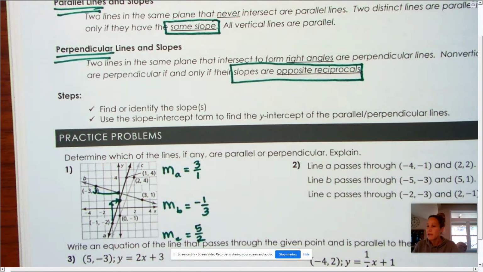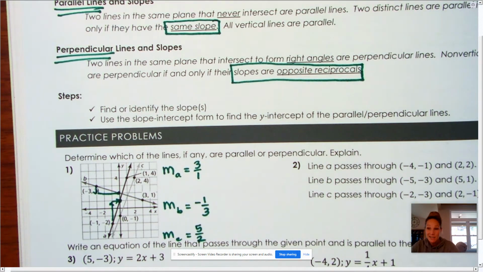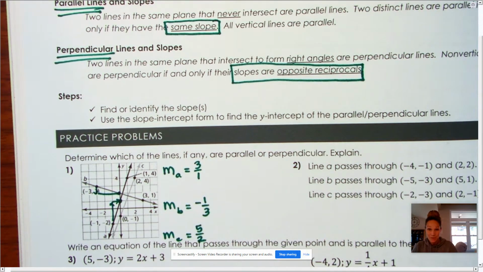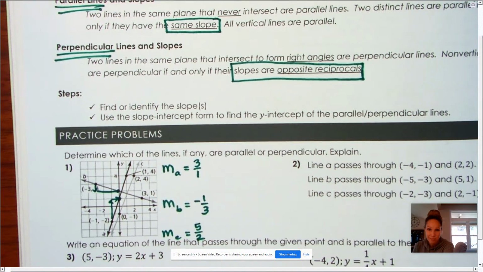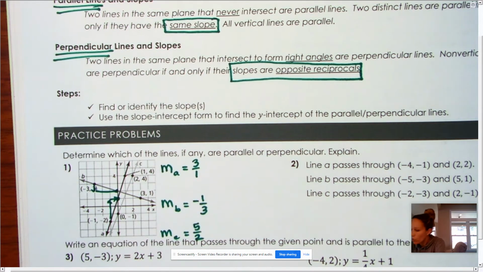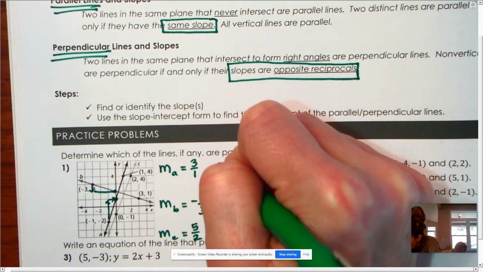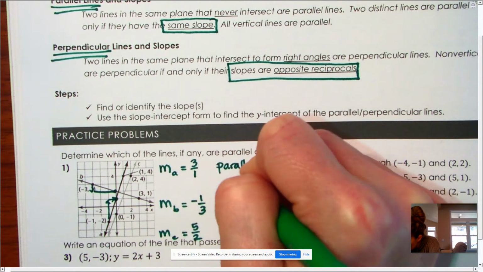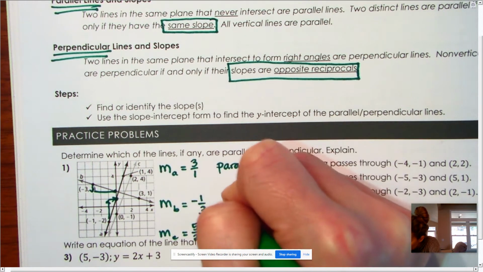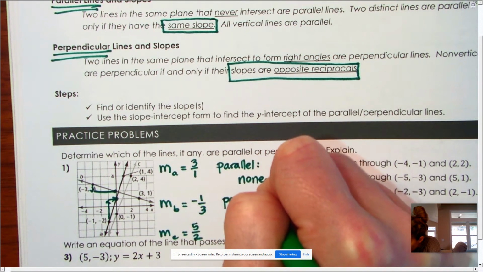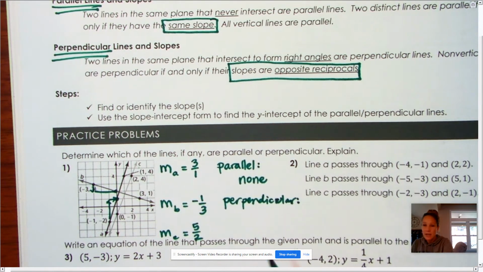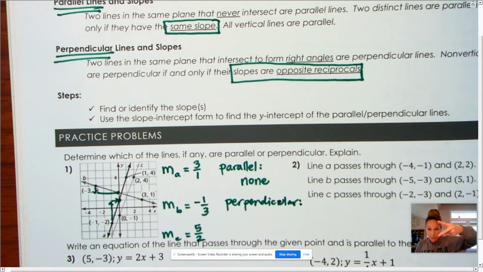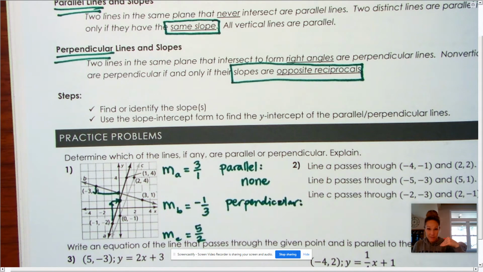Okay, so if I want to know if any are parallel, I'm going to say, are any exactly the same? So look at those three, A, B, and C. Are any of those exactly the same? No. So parallel would be none. Perpendicular would be any one that I flipped over the fraction, one's positive, one's negative.